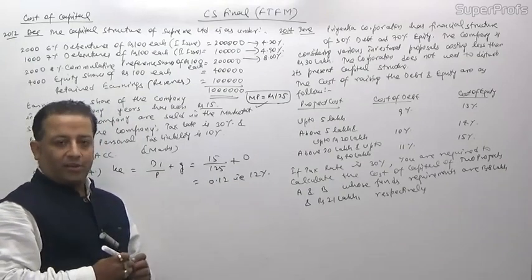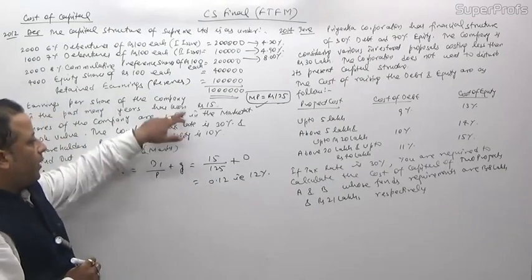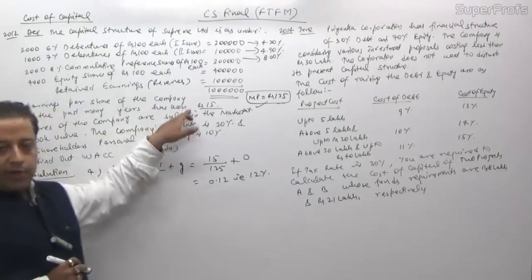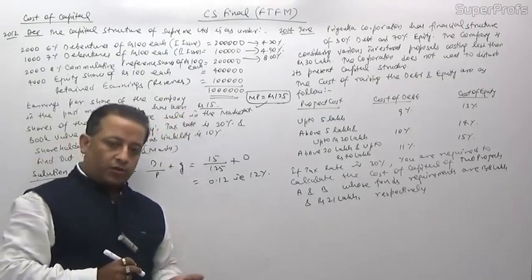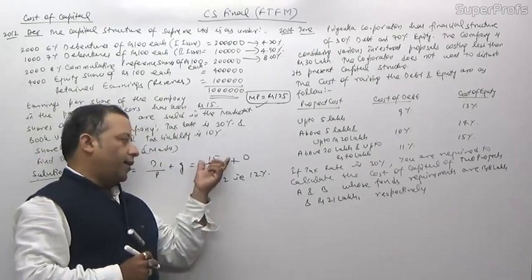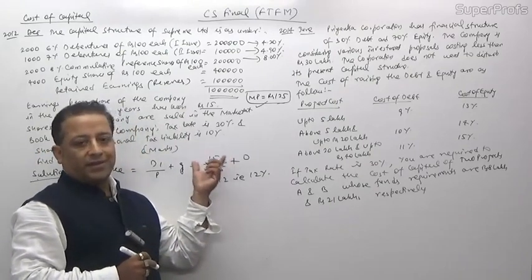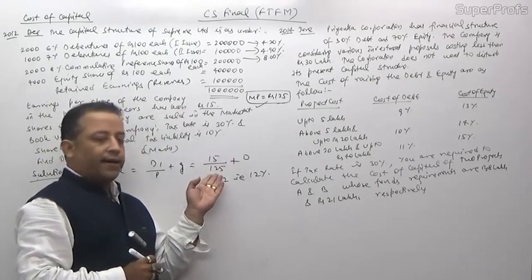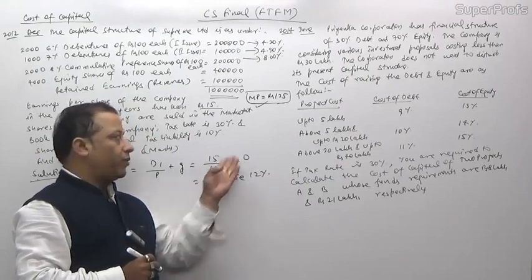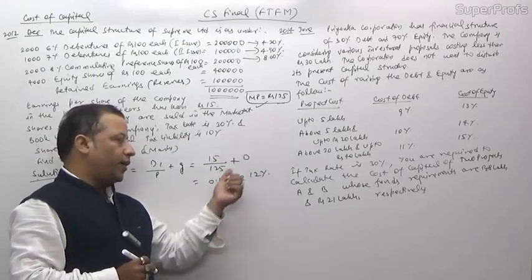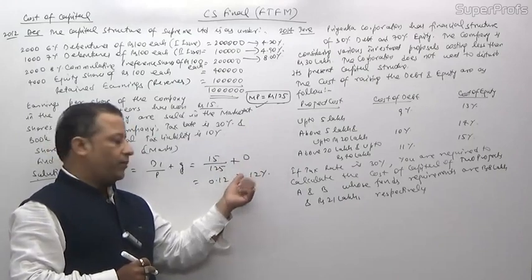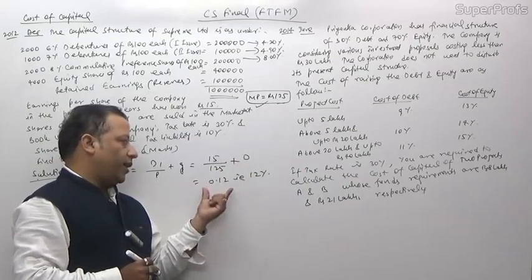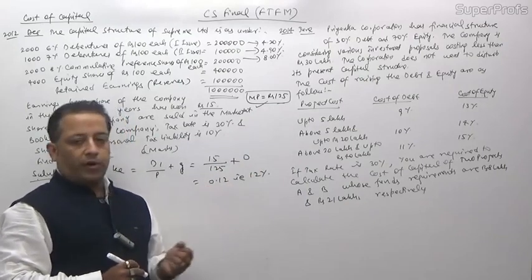The cost of equity is equal to D1 divided by P plus G. D1 means next expected dividend, not given, but the earning per share is rupees 15, and the growth rate is also not given. So the 15 rupees can be taken as the next expected dividend, and the market price of equity share is 125. The growth rate is not given. So 15 divided by 125 is equal to 12%.